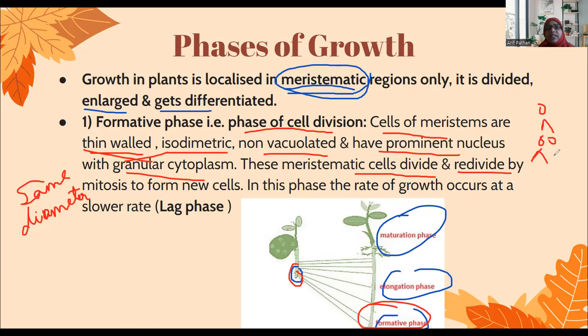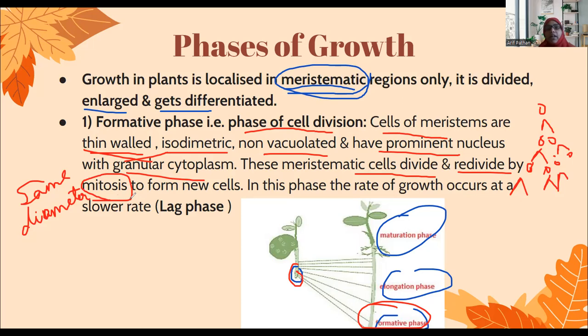Then these two cells divide, they give rise to another two daughter cells. Then these two divide, give rise to another two. Then these four divide, and so on. So it's like 2 raised to the power n. Mitotic division obviously will happen, because here we are talking about the somatic cells. We're not talking about any reproductive cells as such.